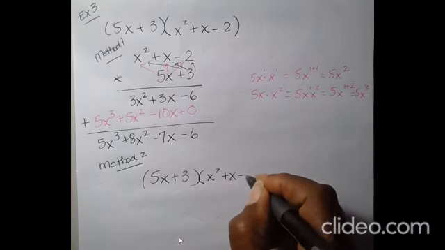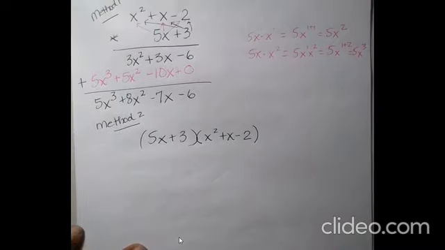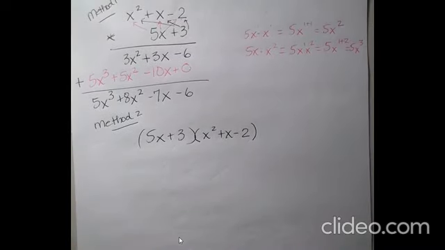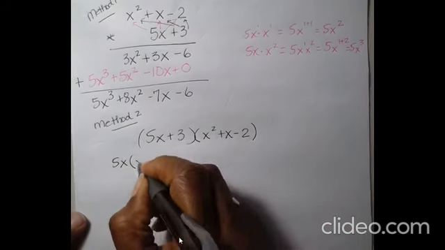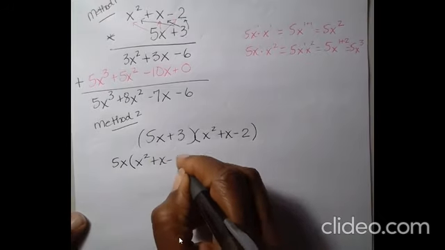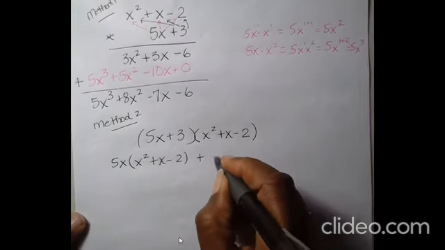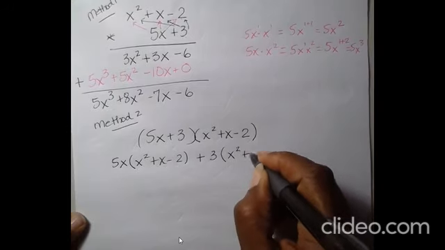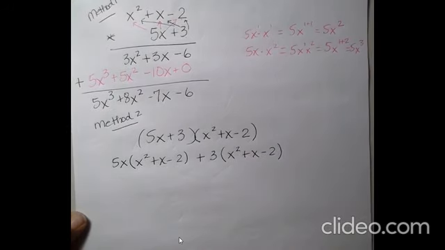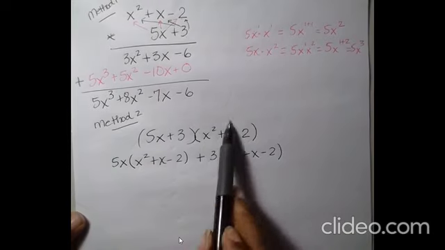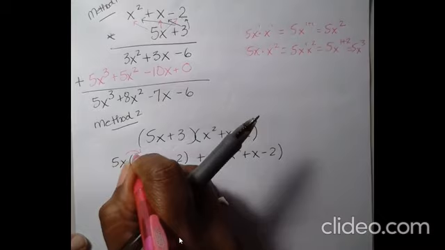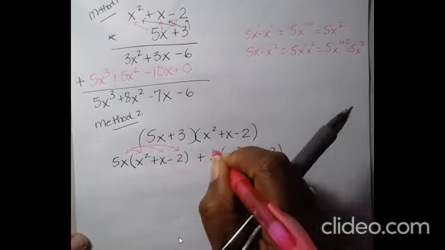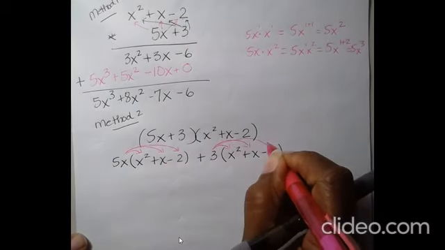And with method 2, what you're basically doing is you are distributing each term times the second parentheses. So we take the 5x and we multiply it times x squared plus x minus 2. And then we do the plus 3 and we multiply it also times the second parenthesis. So 5x times the second parentheses, 3 times the second parentheses. And we just use the distributive property like we would have done in any other situation. We just distribute and we combine at the end.